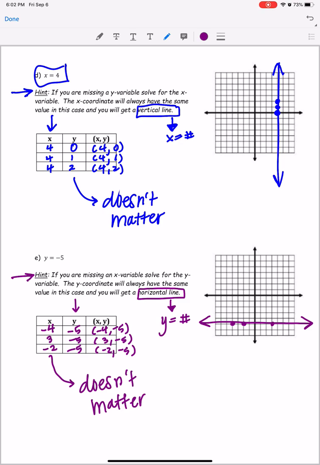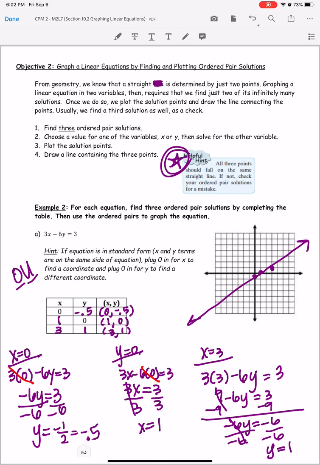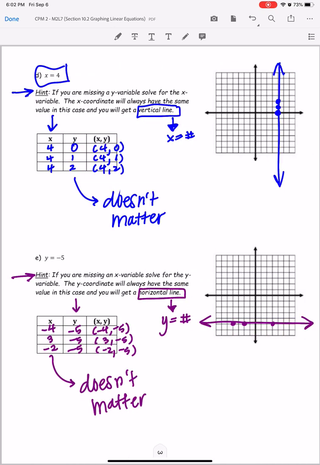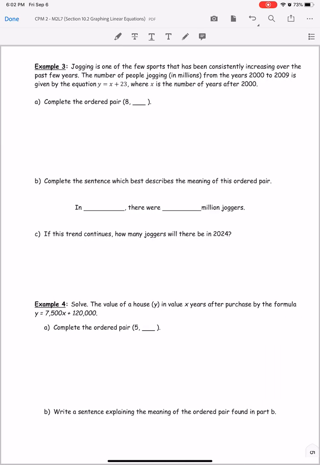And honestly, these, in my opinion, are a lot easier than this. I mean, look how much work is on this one, and then my example A, right? That's a lot of work. You got to do some figuring. These don't require any work at all. And then we're going to finish this with some great word problems.